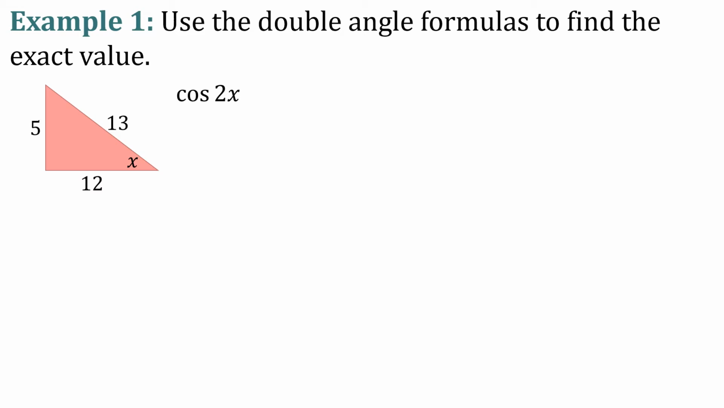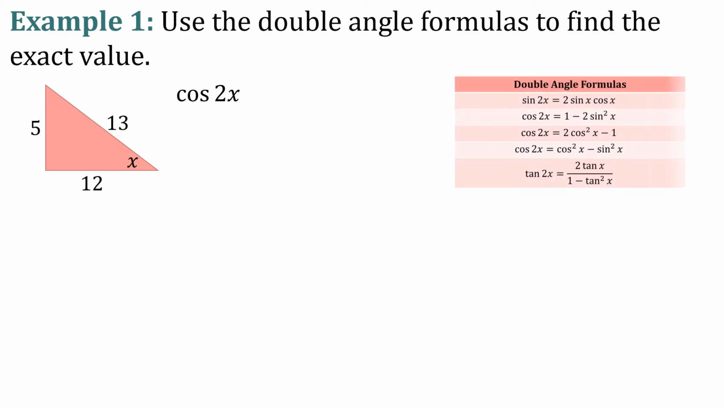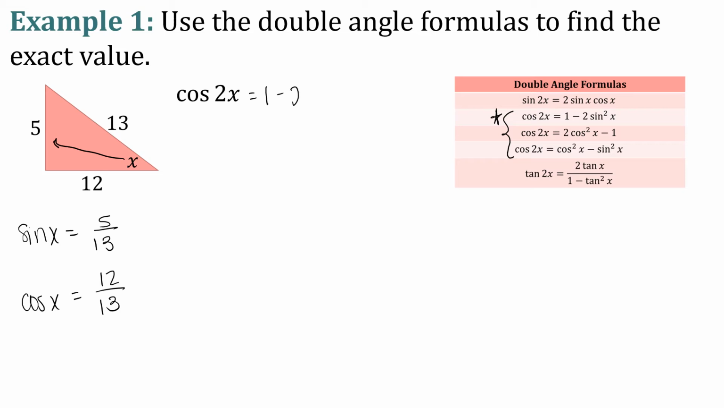So we have the angle marked because from this angle we can use our basic trig identities. We know that sine x is opposite over hypotenuse, which is 5 over 13, and cosine of x is 12 over 13. So I can use any of these double angle formulas for cosine. I'm going to use the first one in this case, but any that you use will give you the correct answer. So 1 minus 2 sine squared x.